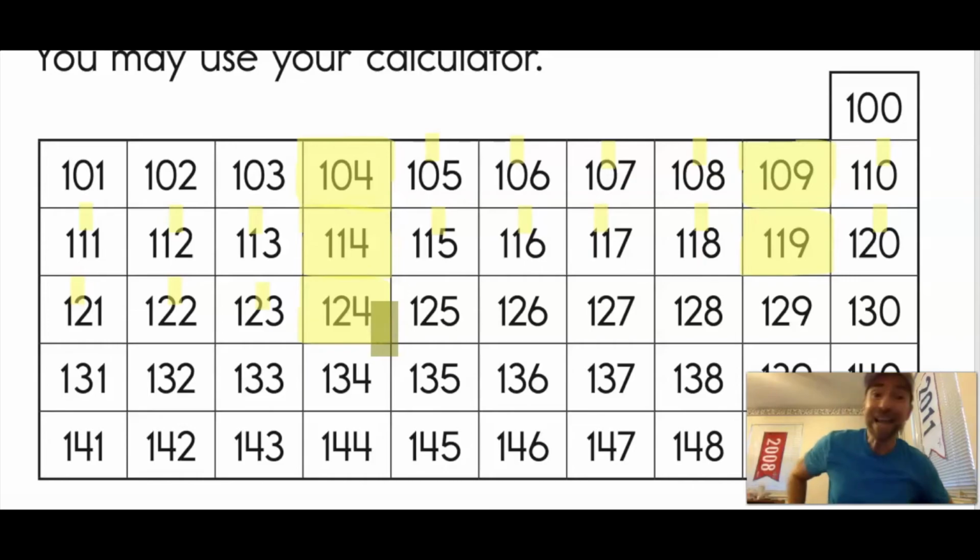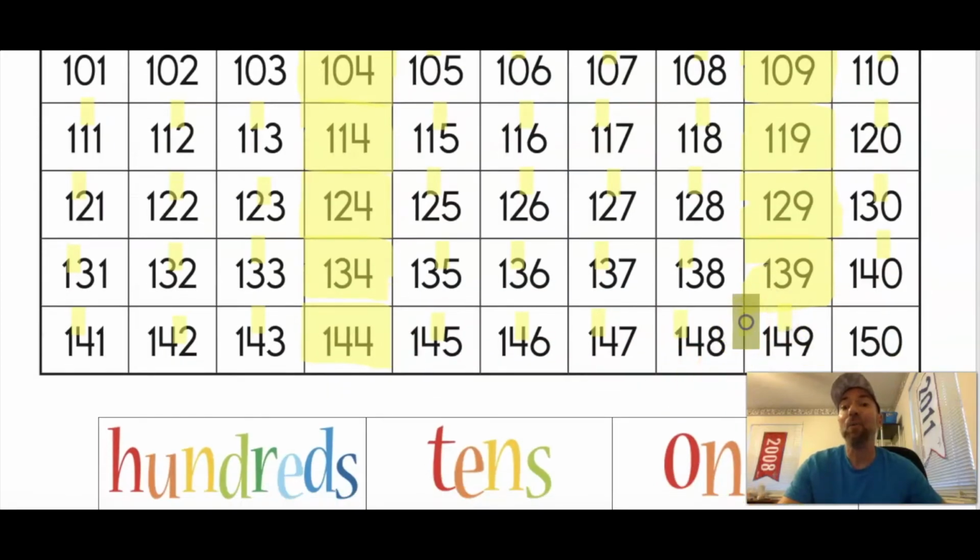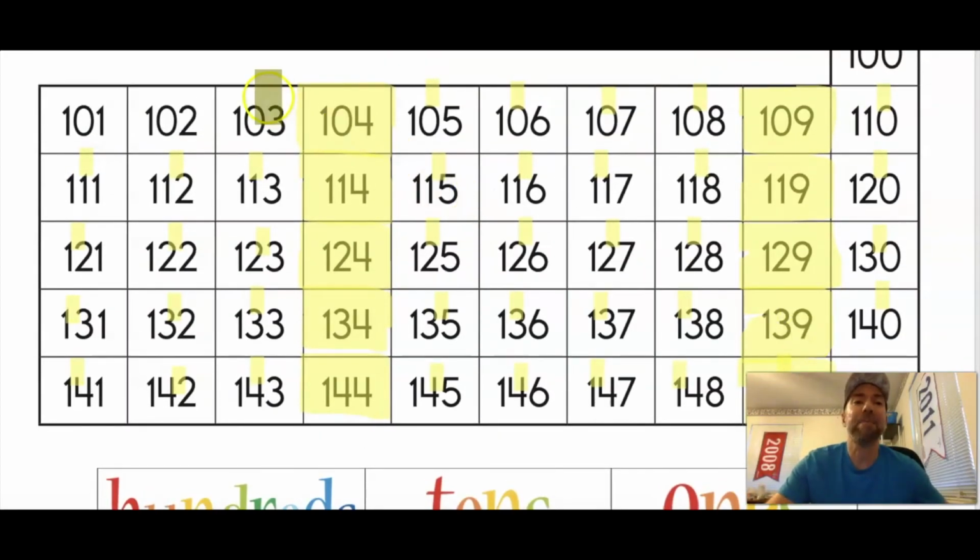124. This time I didn't start at 0. So my patterns are going to be different. 129. 134. 139. 144. 149. Wow! Let's see if we can find any patterns here.